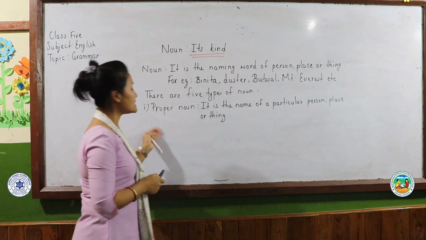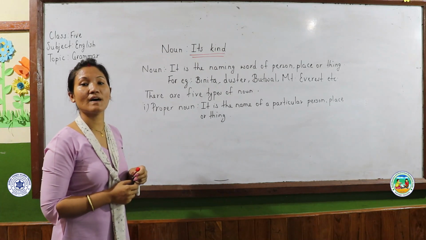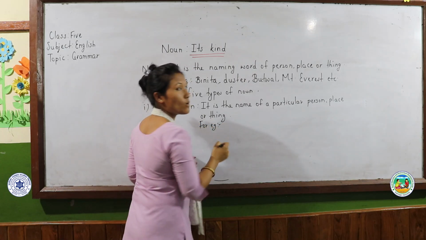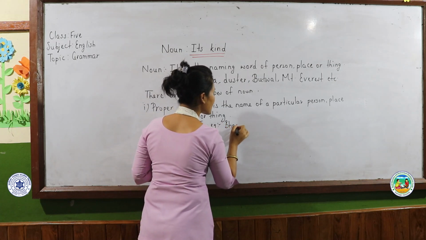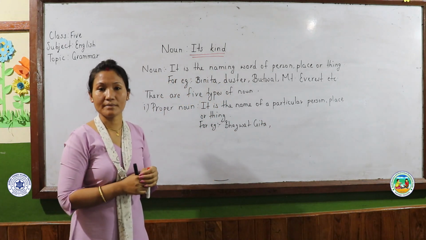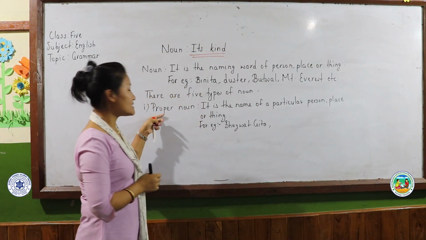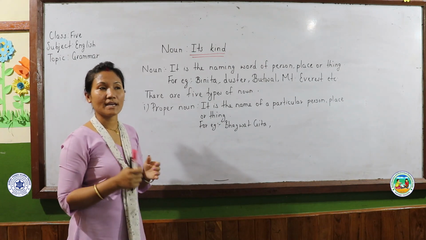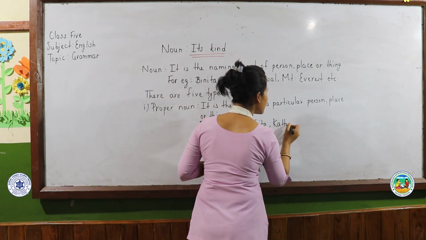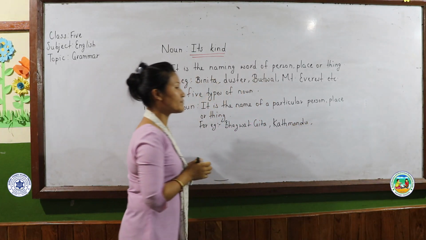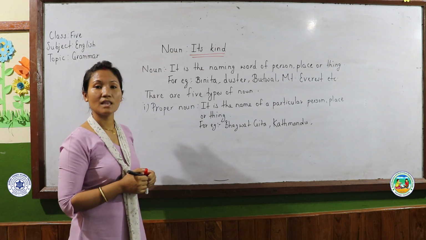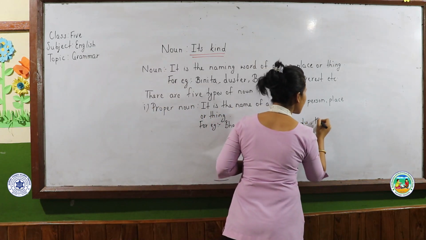For example, can you tell me the name of our holy book of the Hindu religion? Gita, Bhagavad Gita, right? It is the particular name of our holy book of the Hindu religion. So Bhagavad Gita is a proper noun. Now can you tell me the capital of our country? That is Kathmandu. Likewise, can you tell me the longest river of Nepal? That is Karnali.